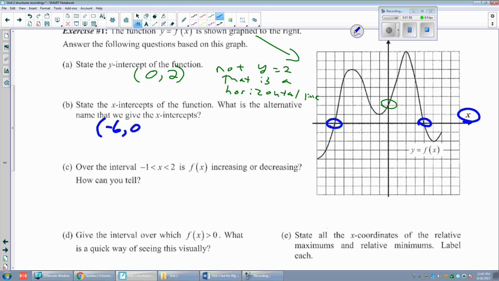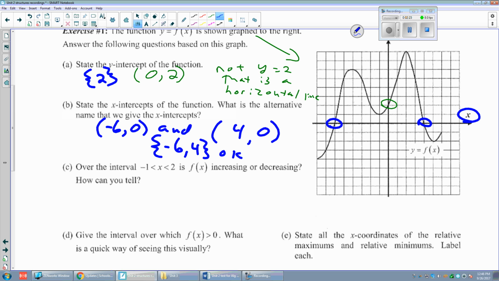(-6, 0) and (4, 0). Now let's just say I wanted to write it in list form or roster form. Yes, that's okay, because they're curly. I could have listed that as -6, 4, because it's in roster form.